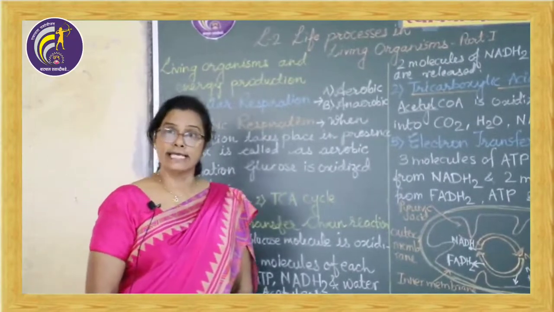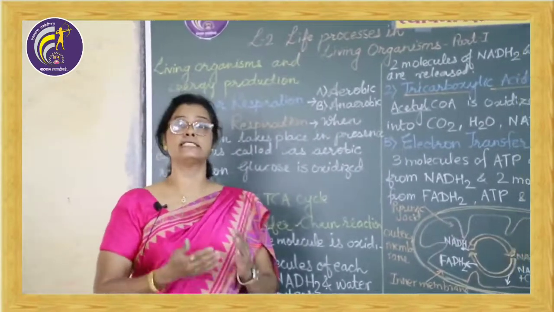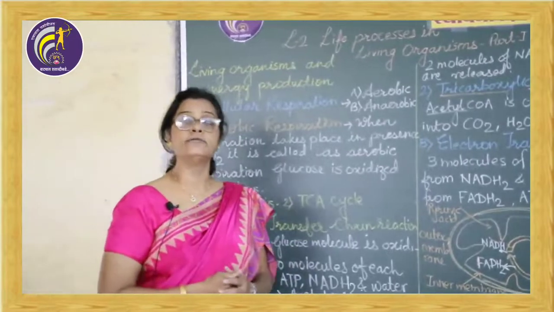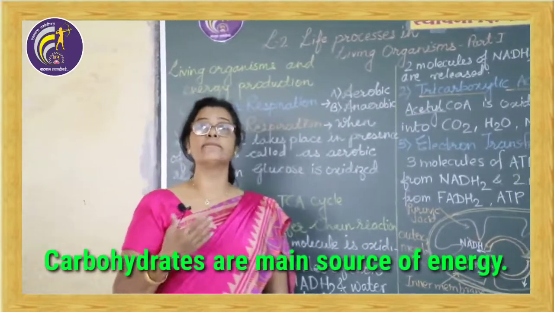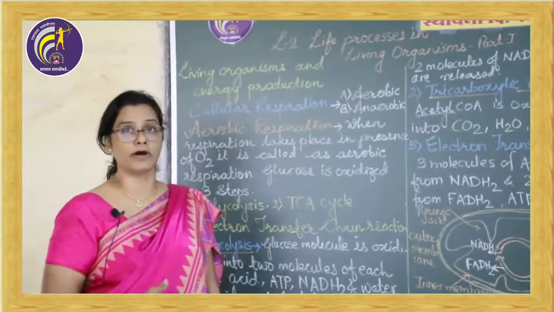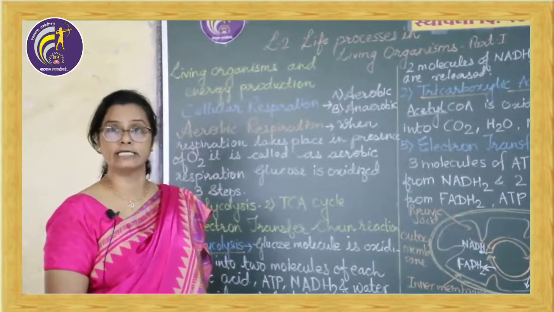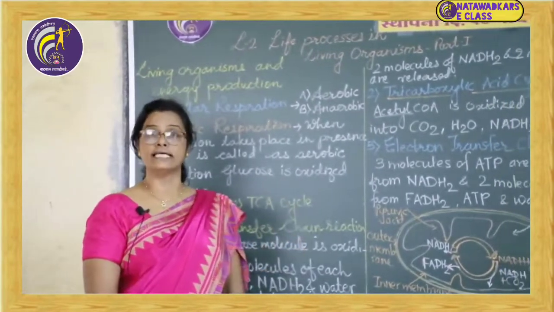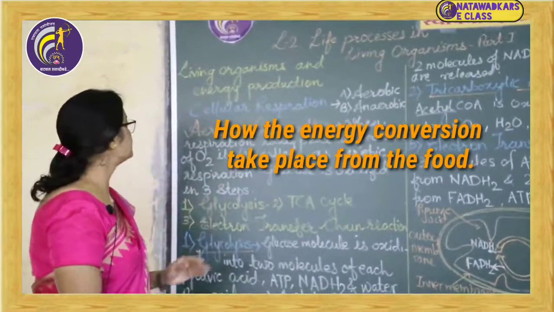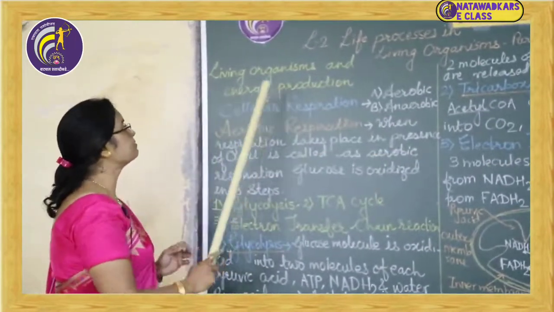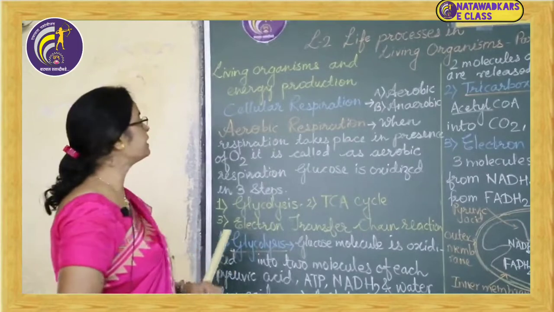When this diet is taken by us, the food which is in the form of complex substances gets converted into simpler substances. And we know that carbohydrates are the main source of energy in our body. From 1 gram of carbohydrate, we get 4 kilocalories of energy. Dear students, today we will see how this energy conversion takes place from the food, that is, whatever living organisms are eating, and how energy is produced from this food material.